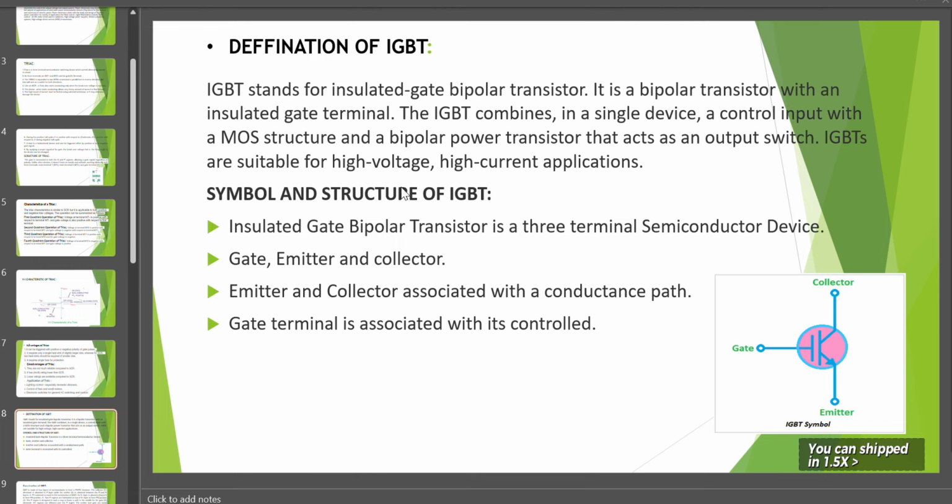Okay, IGBT are suitable for high voltage high current application, মানে হাই ভোল্টেজ কিংবা হাই কারেন্ট অ্যাপ্লিকেশনের ক্ষেত্রে IGBT ইউজ করা যেতে পারে। ওকে, সিম্বল অফ IGBT, এখানে তিনটে টার্মিনাল, একটা গেট, কালেক্টর এন্ড এমিটার। Insulated gate bipolar junction transistor is a three terminal semiconductor device. Okay, emitter and collector associated with a conductance path, and gate terminal is associated with a control. Okay, next slide.